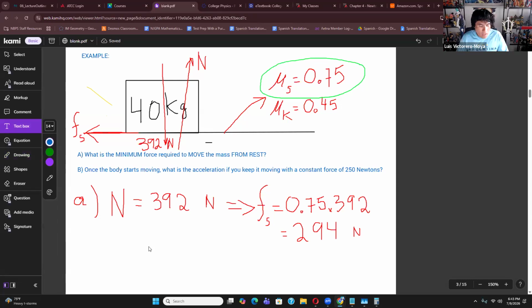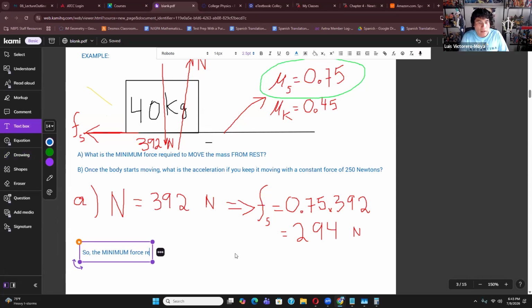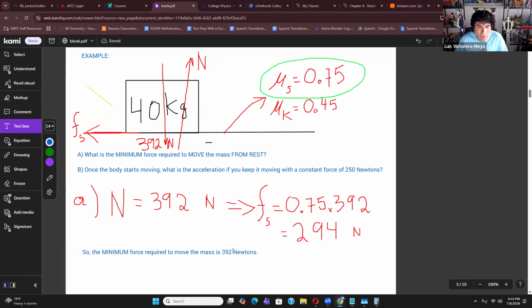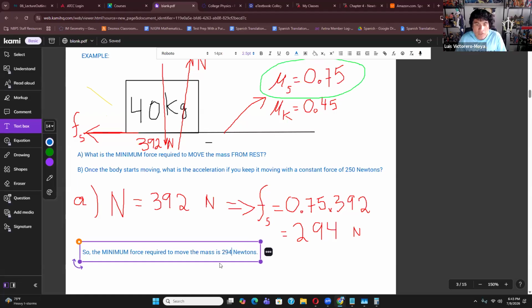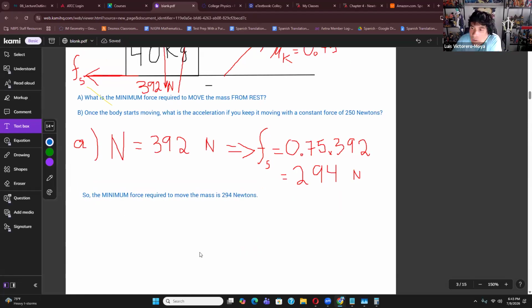So the minimum force required to move the mass is 294 newtons, because that's the value of the static friction. Okay, that's how you use static friction. Static friction is only used for bodies that are about to move. So that's a situation, a question like that.